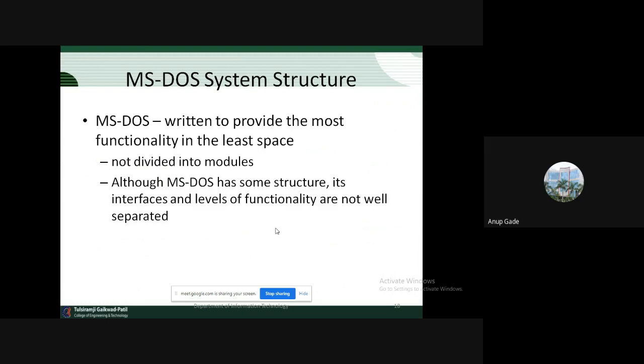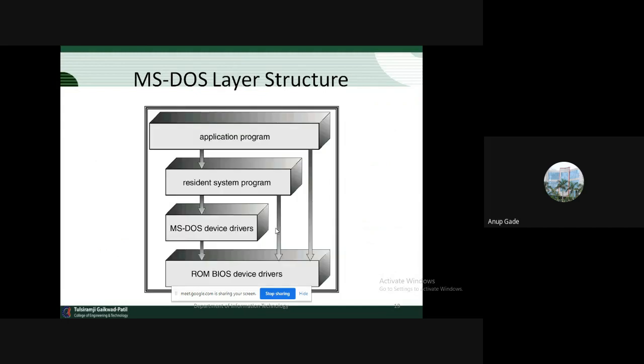Let us see the structure. MS-DOS is written to provide the most functionality in the least space, because space was a primary concern. It was not divided into modules. Although MS-DOS has some structure, its interface and level of functionality are not well separated, you may say.